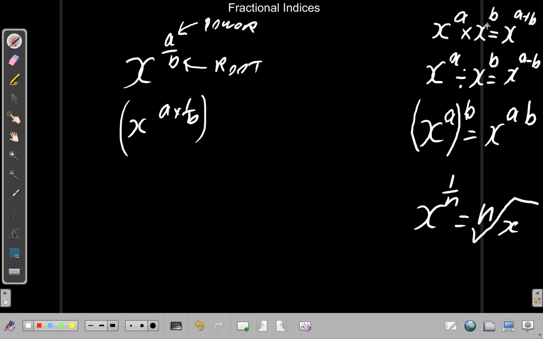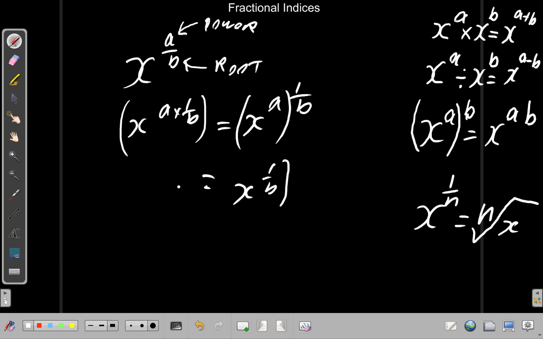And according to the first law, not the third law here, this is the same as x to the a and then to the power of 1 over b. It's the same thing as x to the 1 over b and then to the a. If you raise x to the a, then find the b root of it, it's the same thing as finding the b root of x and then raised to the a.